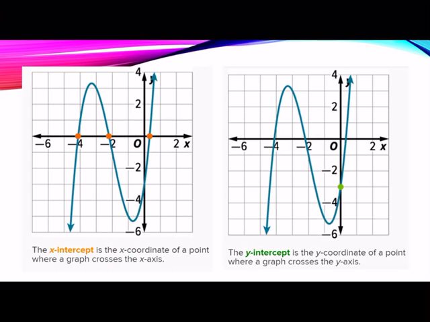The y-intercept is where it crosses the y-axis. It's the green over here. And it's only going to cross the y-axis once if it is a function.